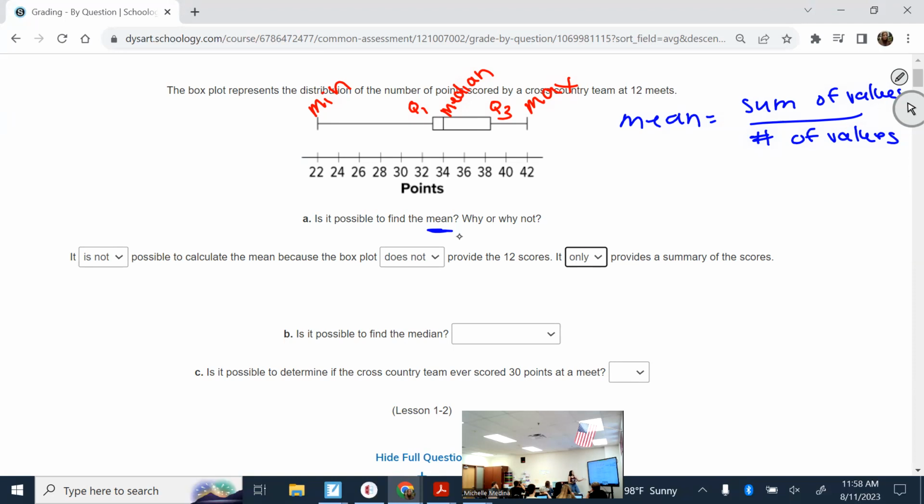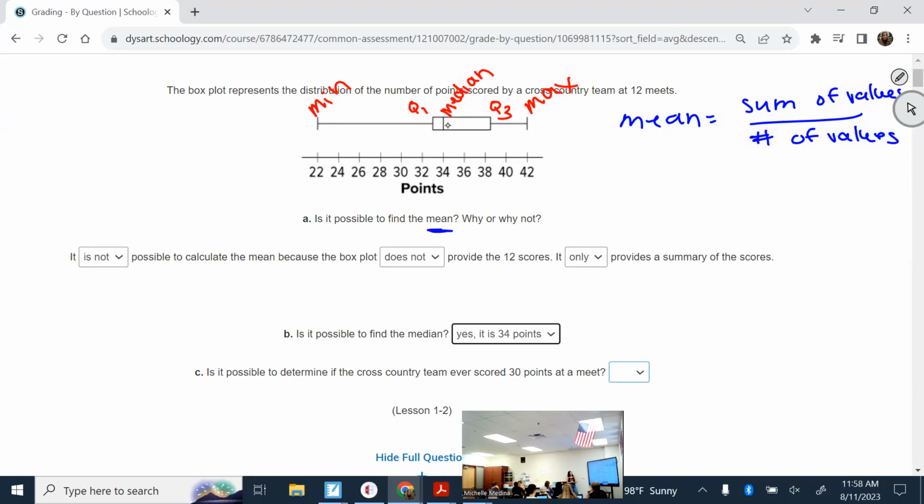So then, is it possible to find the median? Yes. And we know it's 34 because it lines up here. So that makes sense, because it's a yes for that one. And is it possible to determine if the cross-country team ever scored 30 points at a meet? Can we tell?